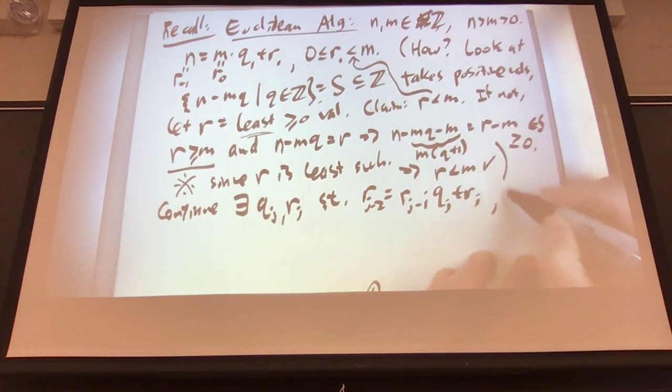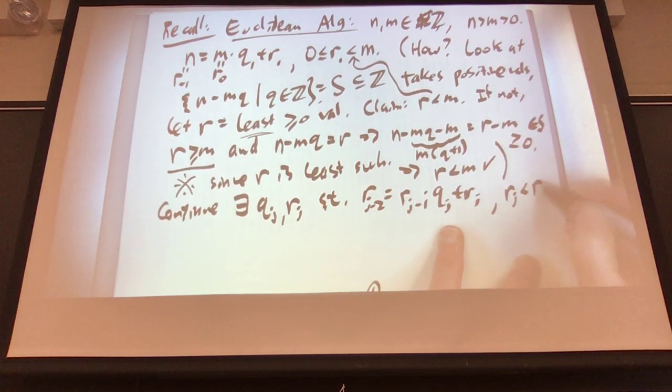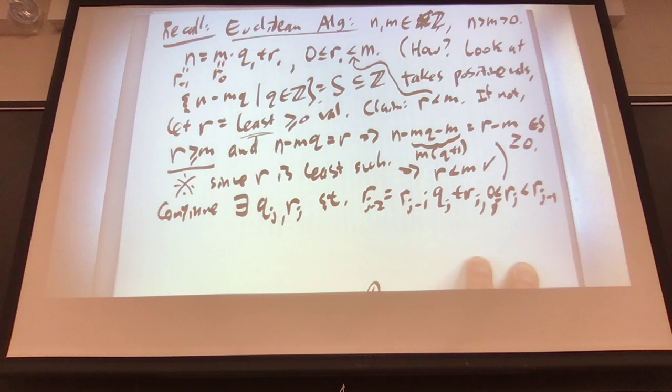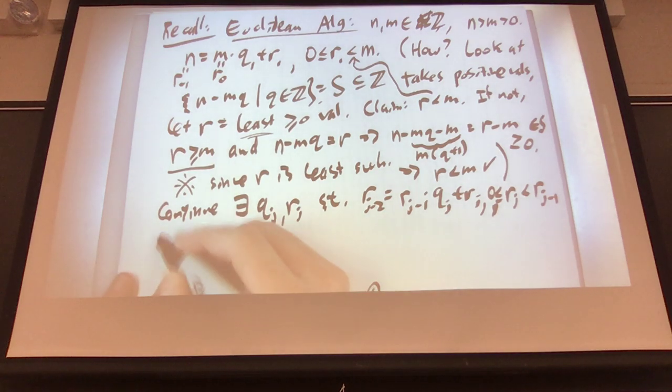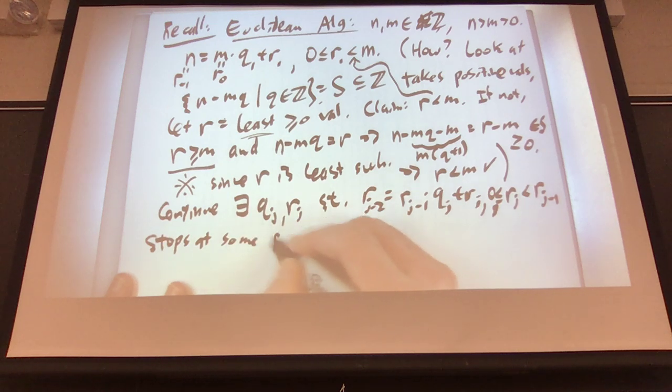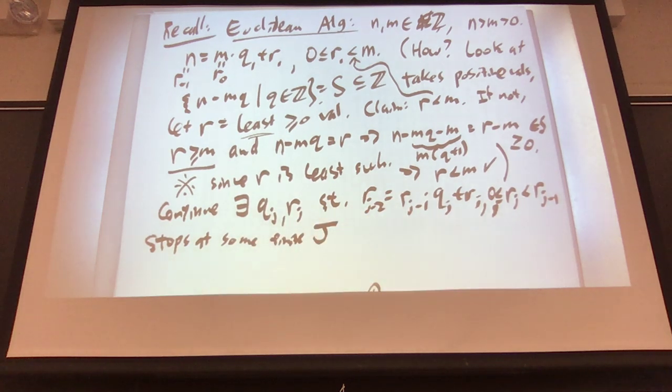And then we continue making more and more of these. At each stage, r_j is strictly less than r_{j-1} and non-negative. And the weird thing about positive integers is if you keep strictly decreasing them, that can't go on forever. So this is again descent. Even this simple argument is a descent argument. This stops at some finite capital J. In fact, there's a universal upper bound for how long it could possibly go on, given our initial n and m.